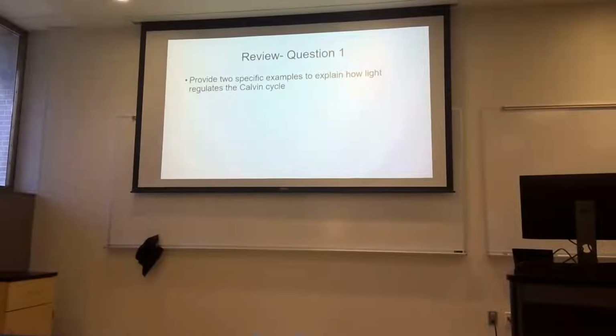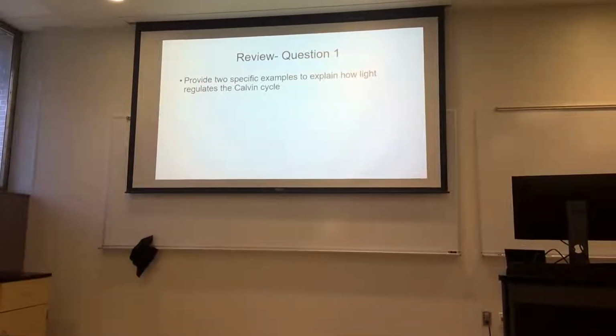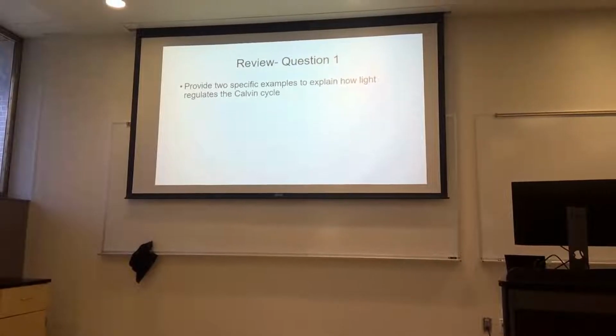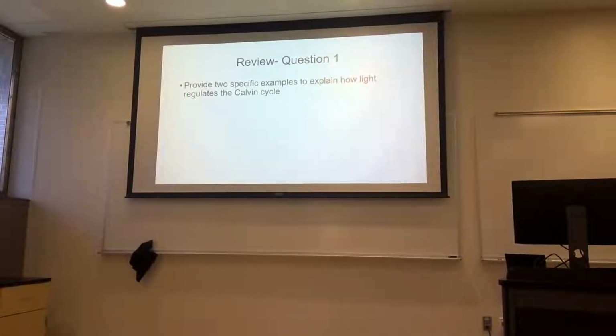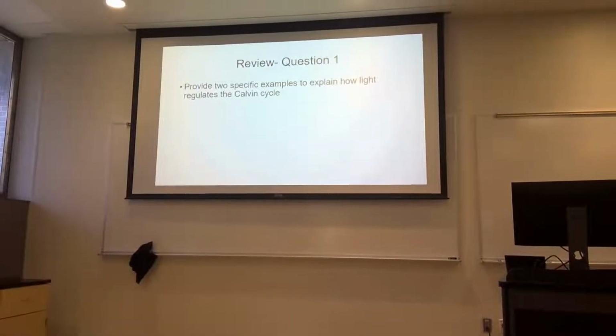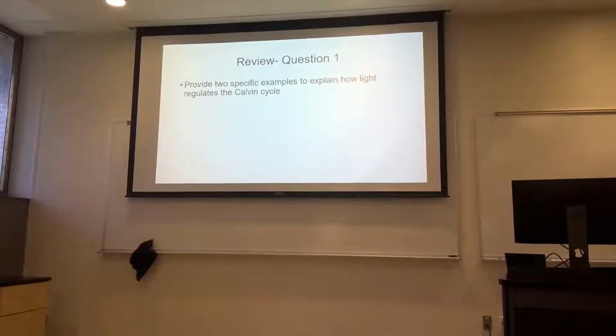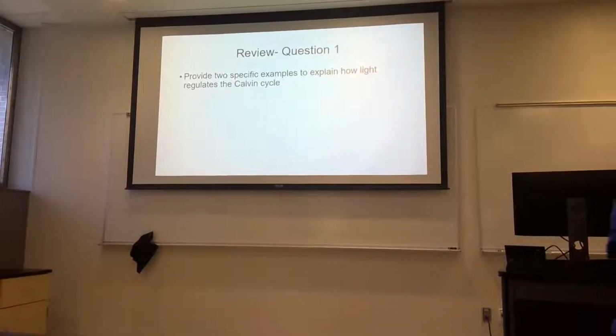But it produces both ATP, which provides energy, and also NADPH. Yes, but that's not really dependent on the regulation. So that's important for it to happen, but how specifically does light regulate the Calvin cycle?